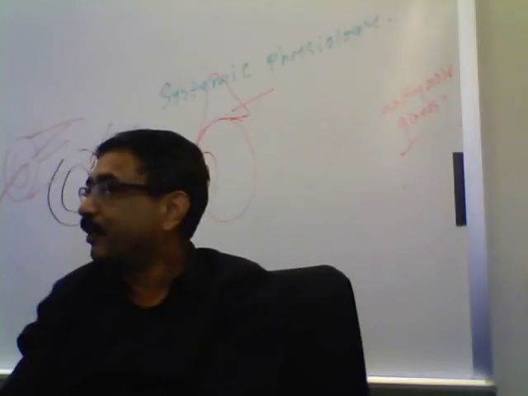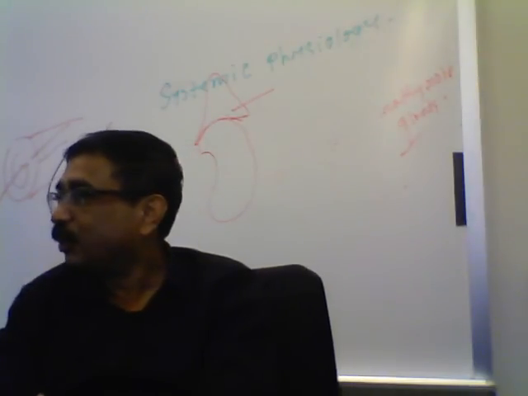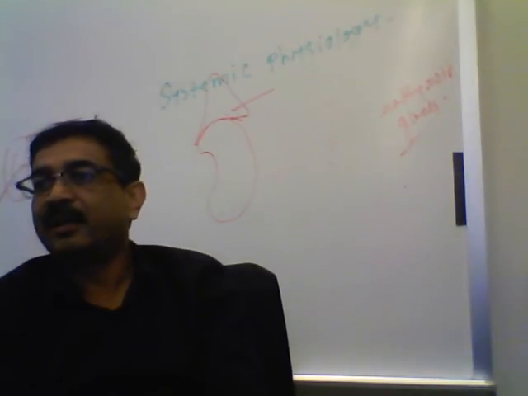So how many gonads does the female body have? 2 ovaries, right? And in male, 2.